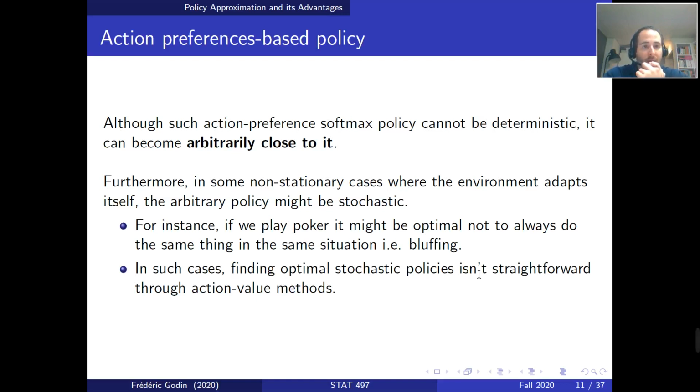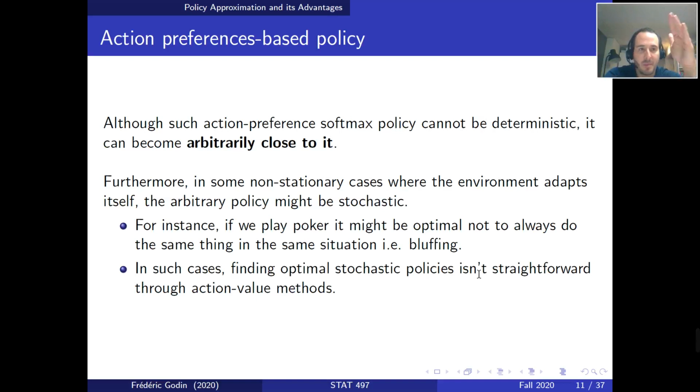If you always do the same action in a given set of circumstances, then the opponent should learn that from you and eventually be able to beat you in these circumstances. So sometimes, when the environment adapts to you and you're in an adversarial setting, it might be optimal to behave randomly in some states to prevent your opponent from discovering what you want to do. In these cases, the optimal policy might be stochastic. This is another reason why considering non-deterministic policies might make sense.